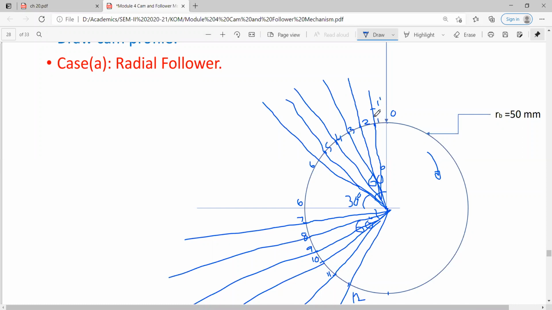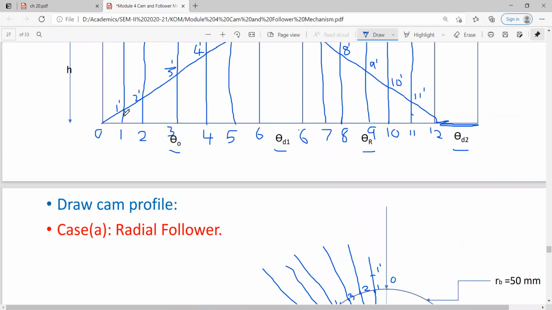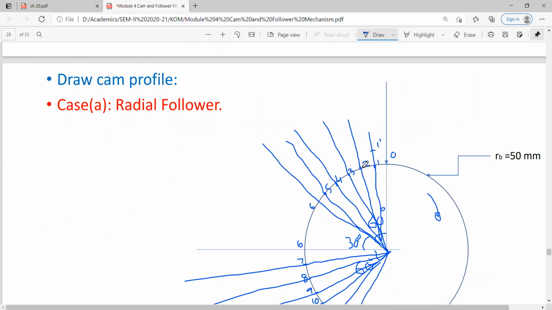Are you getting what is the distance between point 1 and 1 dash? This distance is the same as here. Whatever the distance is here, the same is 1 dash. Similarly at point 2, how much is the distance? 2 dash. This distance, you take in the compass and put the compass at 2 and mark the 2 dash point here. So you will be able to mark point 2 dash like this.